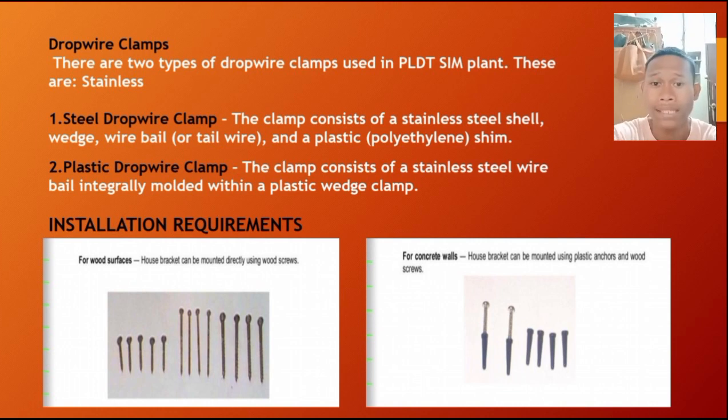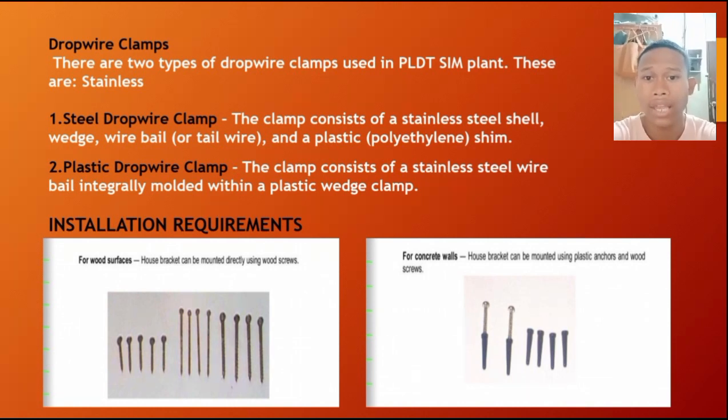Plastic drop wire clamp. The clamp consists of stainless steel wire bail integrally molded with a plastic wedge clamp. A joining plastic member contains a corresponding wedge with a serration for gripping the drop wire. The clamps can only accommodate the copper-clad and the fiber-reinforced drop wire. Now, the clamp can be used in corrosive and non-corrosive areas.